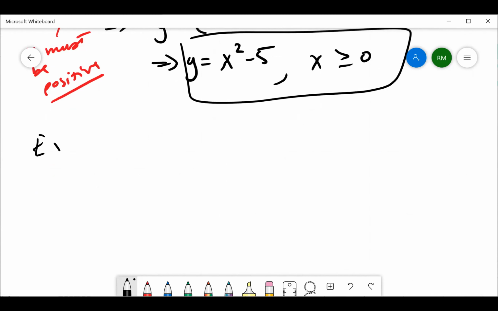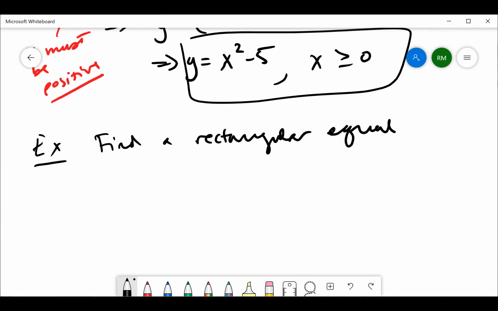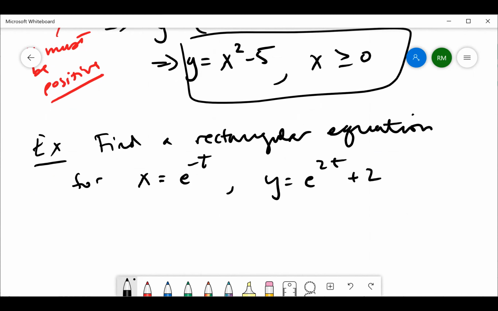Now here's an example for you to do at home. Find a rectangular equation for x equals e to the minus t, y equals e to the 2t plus 2. Remember to restrict the domain.